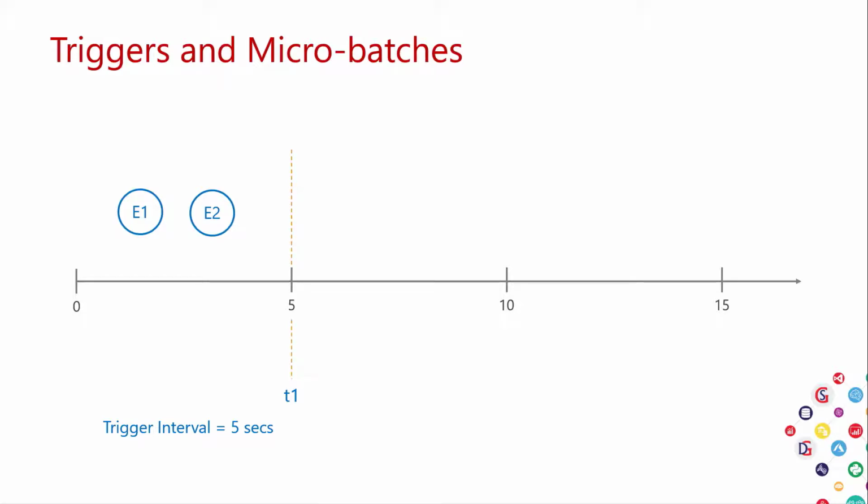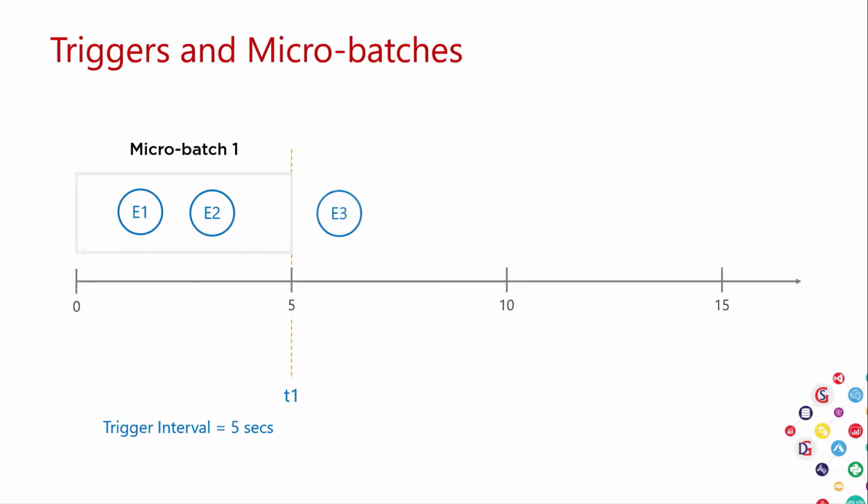Now at this point, when the first trigger runs, it will extract the data from the source, like E1 and E2. Now these two events, E1 and E2, will be part of micro batch 1. All right, so this will be your batch on which the processing will happen. So the data will be extracted and that will be processed.